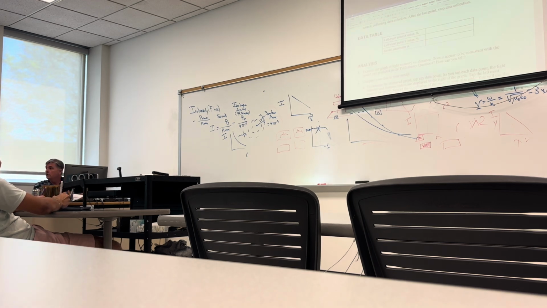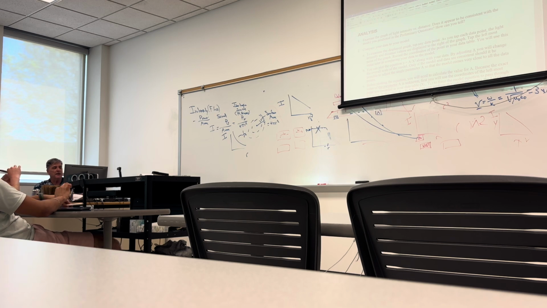Analyze. It generally lets us do things that are much better. Examine the graph of light intensity versus distance. Does it appear to be consistent? How can you tell? Compare your data to a model. To examine the displayed graph, tap any data point. As you tap each data point, the light intensity and distance values are displayed to the right of the graph. That's where it is. Tap the leftmost point on the graph.